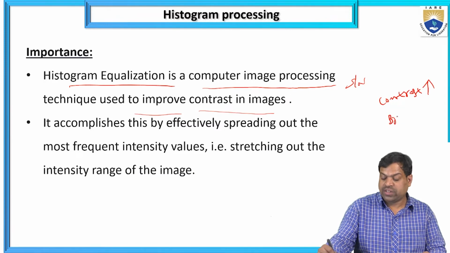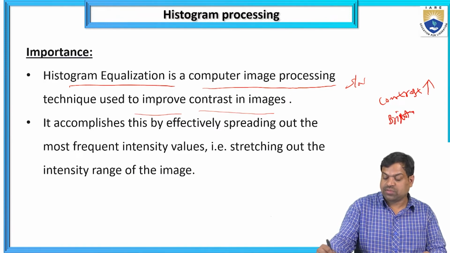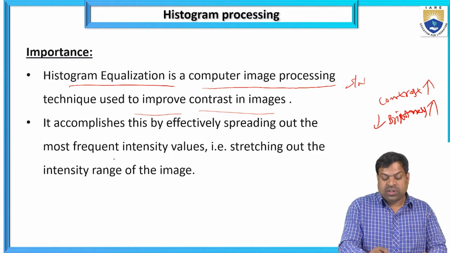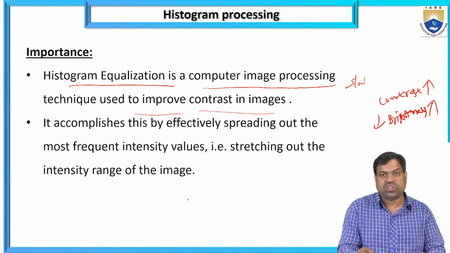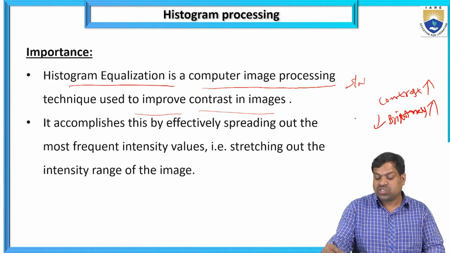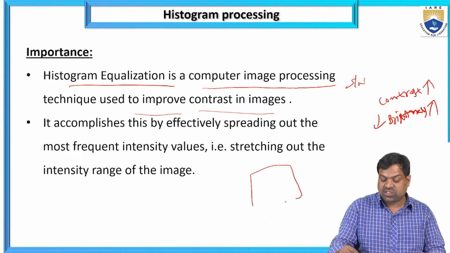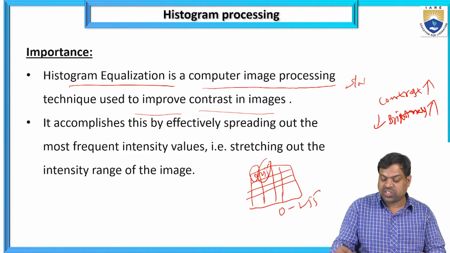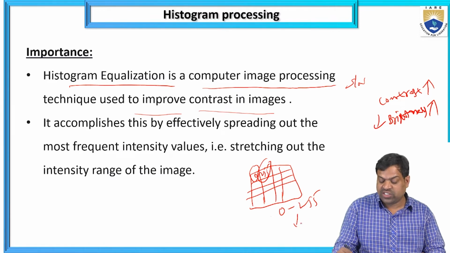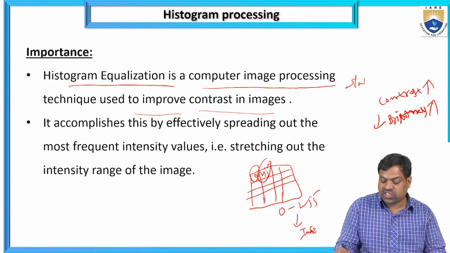Contrast or brightness, increasing or decreasing. So it accomplishes this by effectively spreading out the most frequent intensity values, that is, stretching out the intensity ranges of the image. So what are the intensity ranges? What are the ranges here? 0 to 255. Between 0 and 255 I have to change the intensity values. So the intensity values I changed.